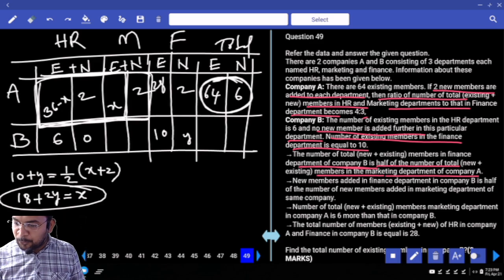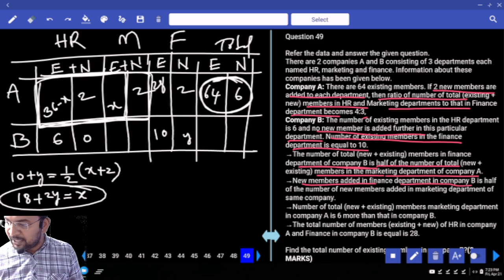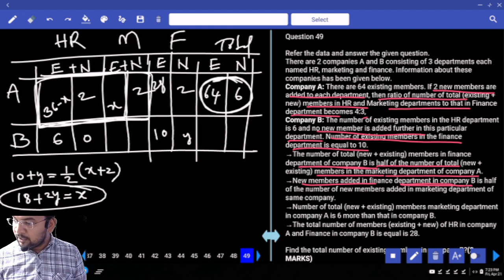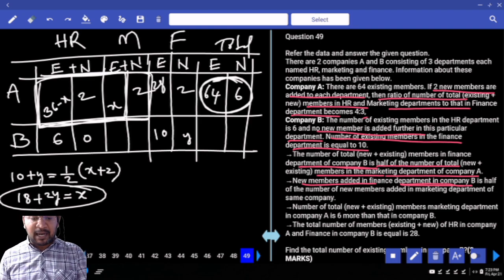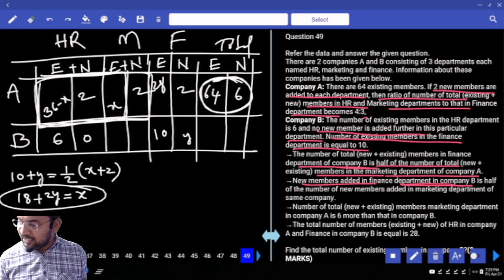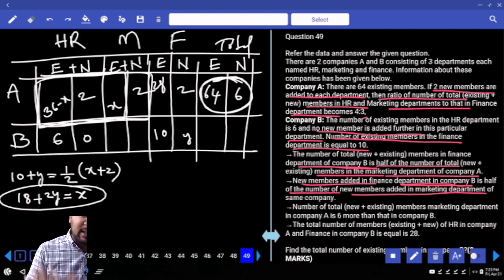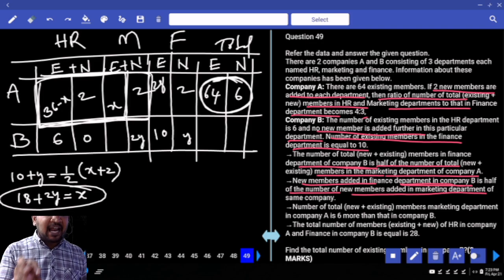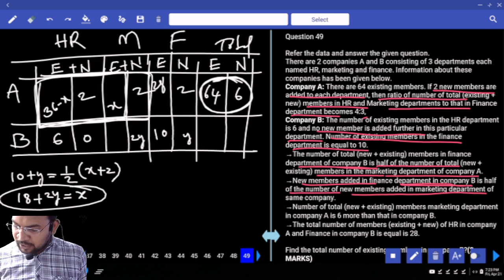Next, read. New members added in the finance department in company B is nothing but Y, which is half of the number of members added in the marketing department of the same company. If this is Y, this is 2Y. Finance department new members will be equivalent to half of the new members of the marketing department. Are you clear?